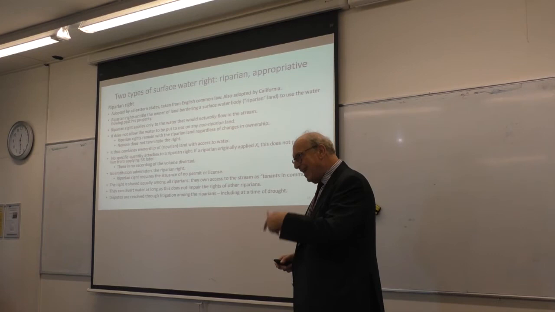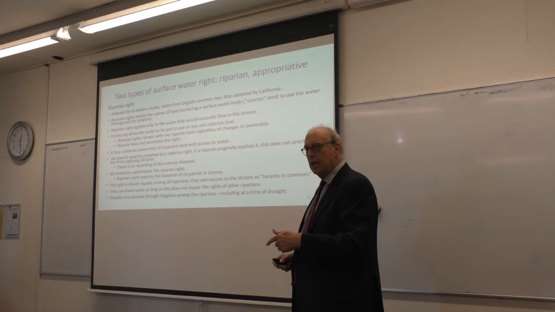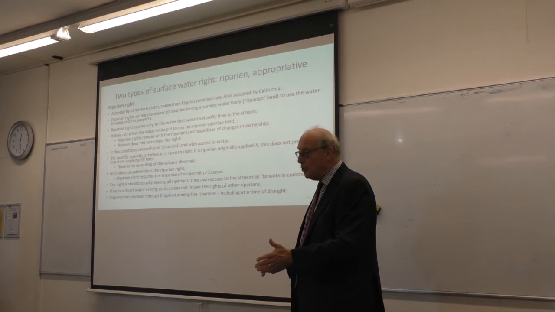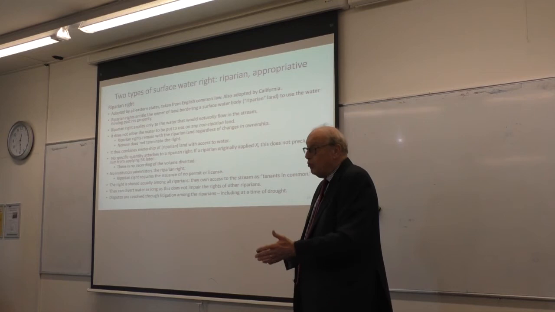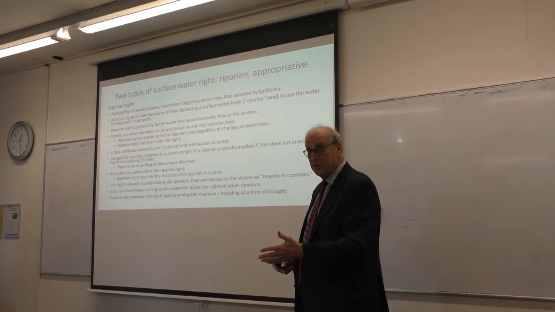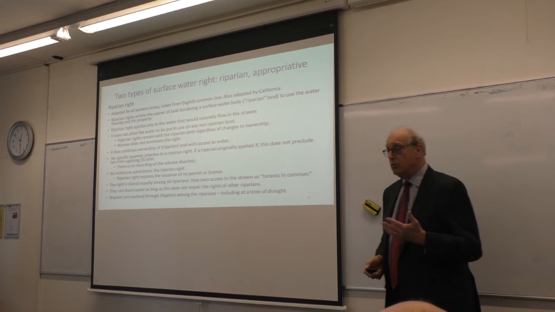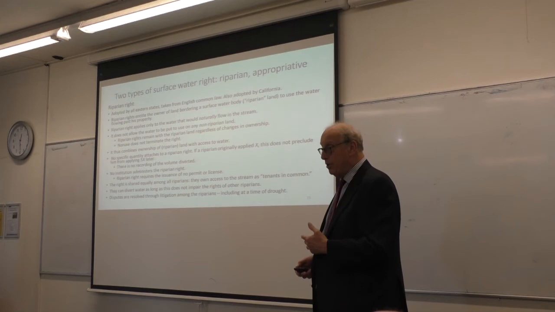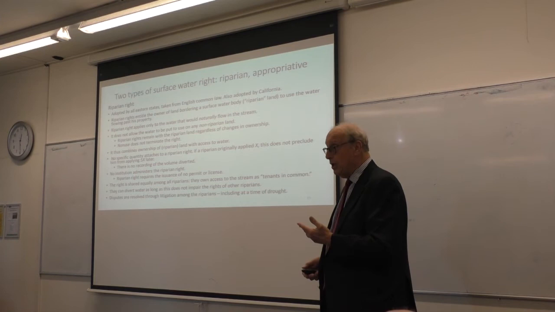So riparian rights cannot be traded. Riparian water can be used by anybody who has riparian land, and everybody who has riparian land has an equal right to use that water. I don't mean is required to use an equal amount, but has a right of the same standing. And there's no dispute mechanism other than litigation. If we're both riparians and I think you're taking too much water, I'd have to sue you. And suppose I win, my suit would bind you, but not anybody else who was a riparian, unless I chose to sue other people.